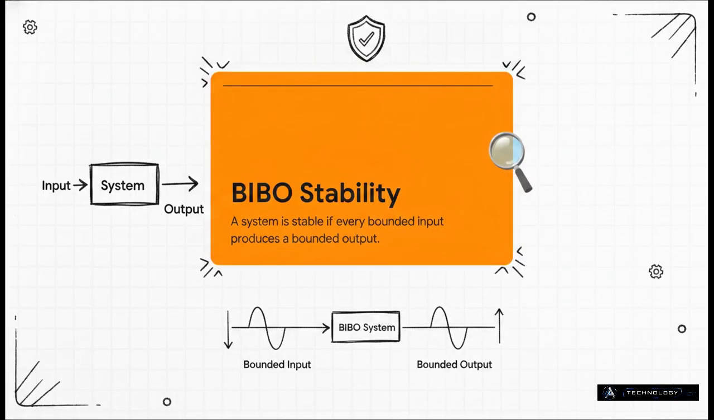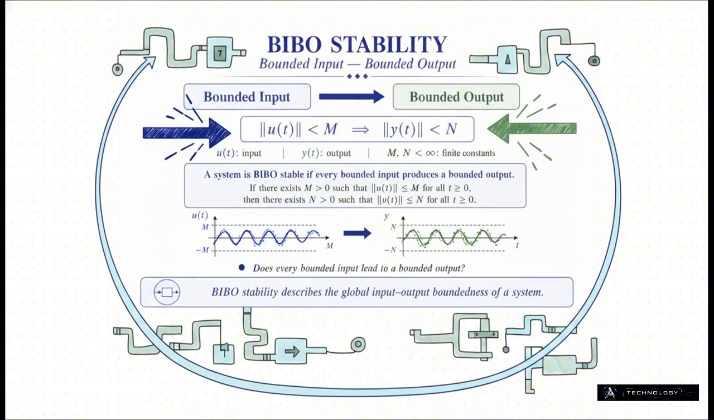To actually guarantee survival mathematically, we use this concept called BIBO stability. BIBO simply stands for bounded input, bounded output. Honestly, it's a fundamental rule of engagement for any kind of safe system design. Now, what does this actually mean in practice? Imagine you have strict upper and lower limits. Let's call them bounds m and n. They're just finite constants.